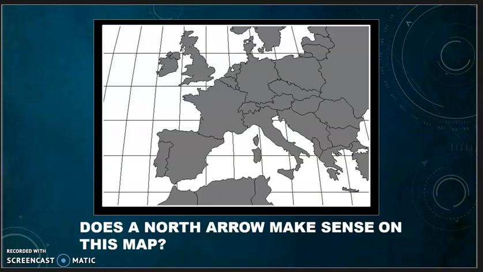So again, if we look at this map of Europe, does a north arrow make sense on this map? Not really. This is a pretty common display of the European continent, and you have that graticule, so that as latitude goes up, we go north and south, and the longitudinal lines going east and west are determining those directions. And because this is such a common image, most people understand that Italy is south of Great Britain or the UK.